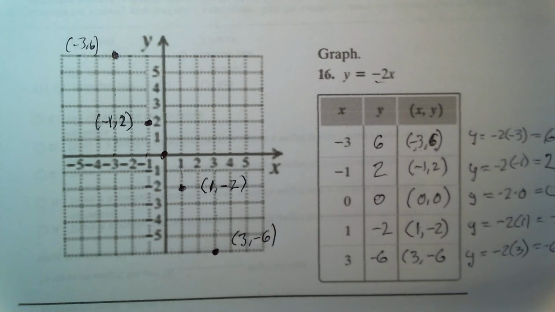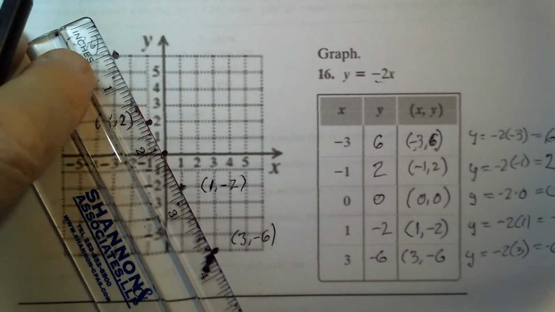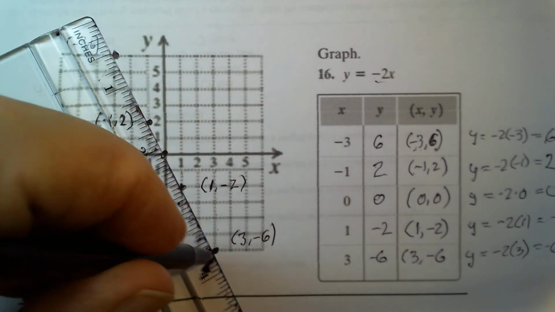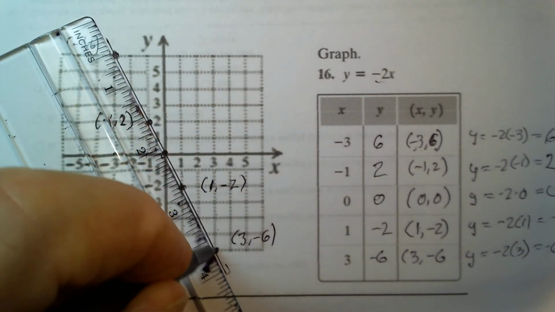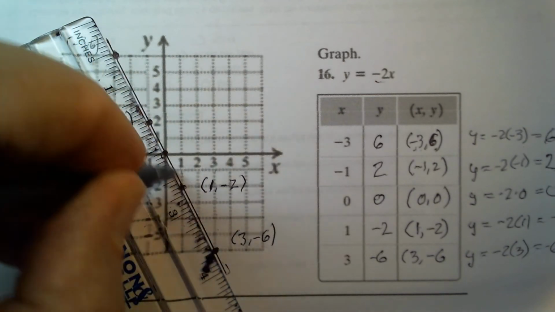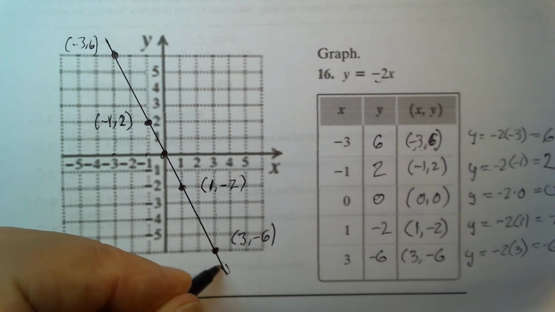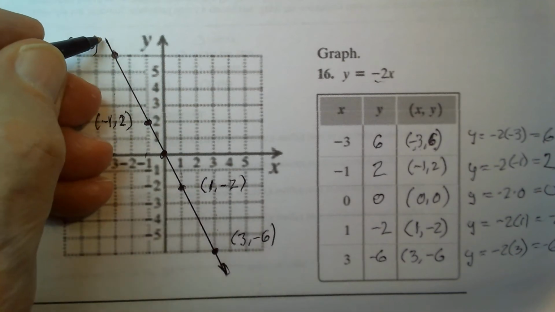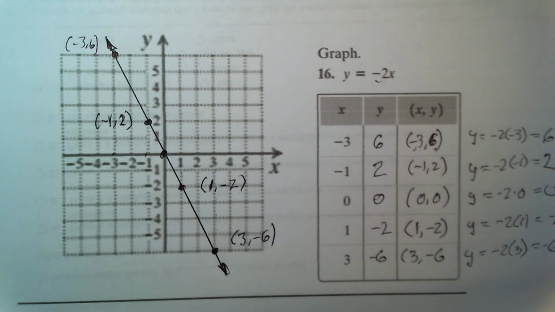And now we are connecting these points with a straight line. And then we're going to put arrowheads at the end of the line. And what that signifies is that the line continues indefinitely in both directions. That's true for this equation here.